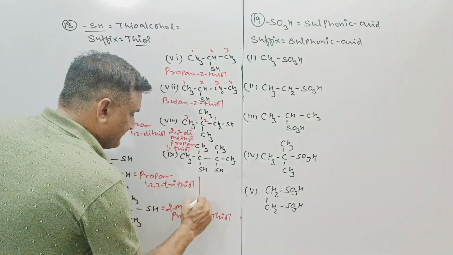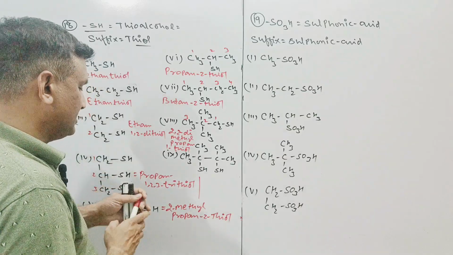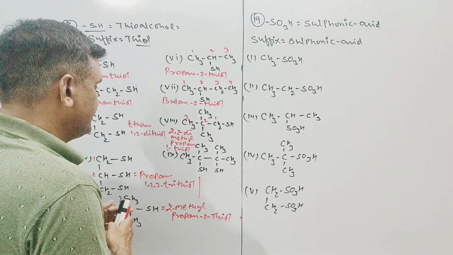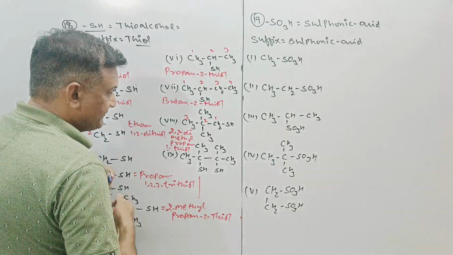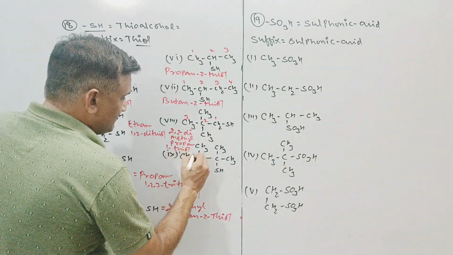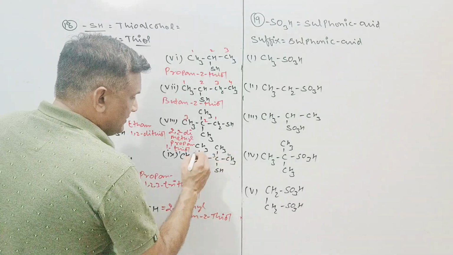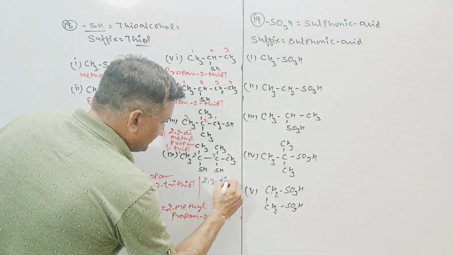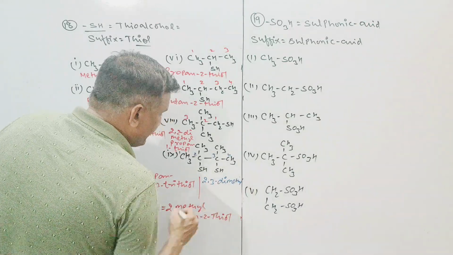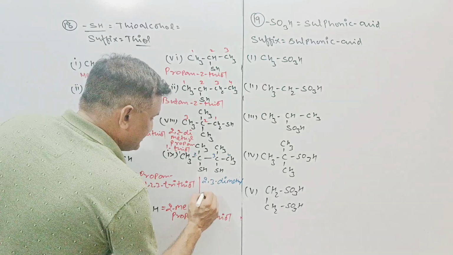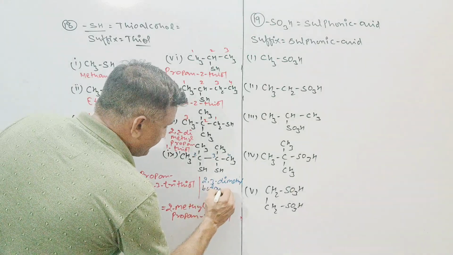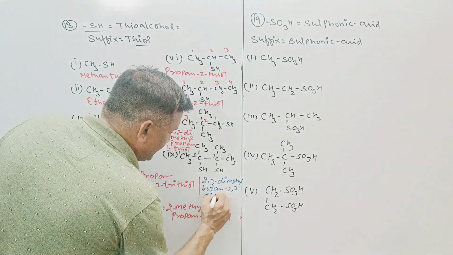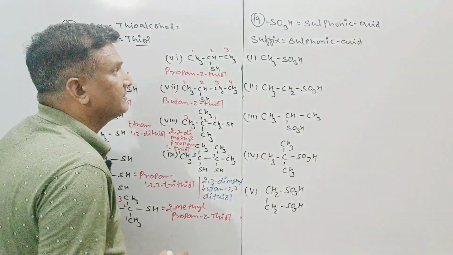For this you can see what way we'll take with the different. So here you can count 1, 2, 3 and 4. At the number 2 position there is a methyl, and 3-methyl, so 2,3-dimethyl. Here there are just 4 carbons in the chain, so butane 2,3-dithiol will be the name of the compound.